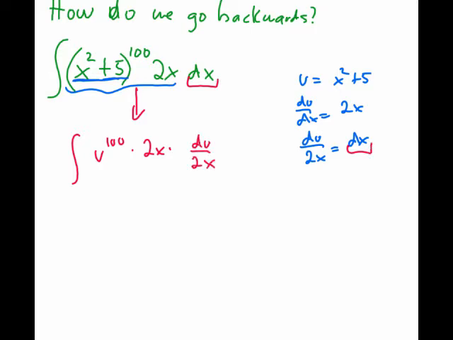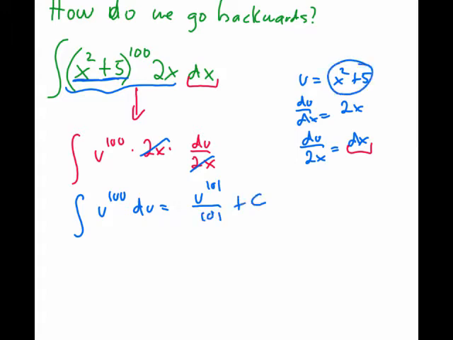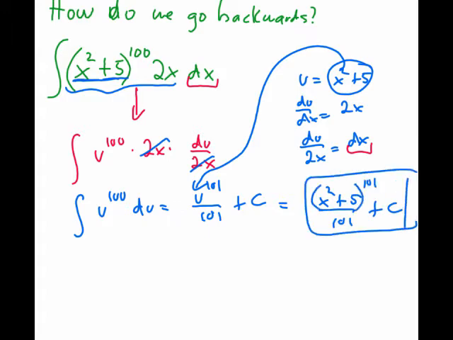Now you might wonder, why did I leave this 2x in? But you can probably see the answer. It's because those cancel out. And so we now have an integral of u to the 100th du, which is a basic integral. We can apply the integral power rule, which is u to the 101 over 101 plus the constant. We can then substitute what u is back into its spot, and you'll notice that that is what we began with on the left side.